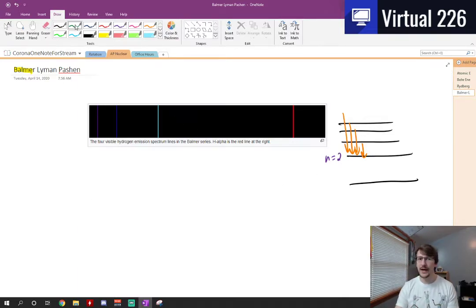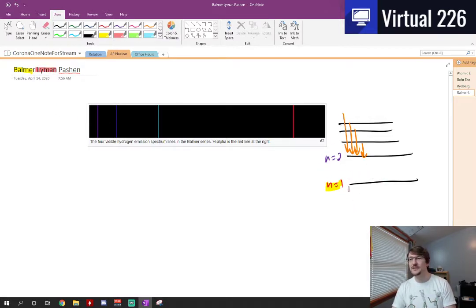But what would happen if you had a scenario where the lines didn't come down to n equals 2? What if the lines came down to n equals 1? They went a little further, so there's a little bit more energy. In this case, this was actually found. It's the same equation. It's all hydrogen again. We're just going to a different end state for our energy level. This was found by Lyman. Same equation, just a different thing.